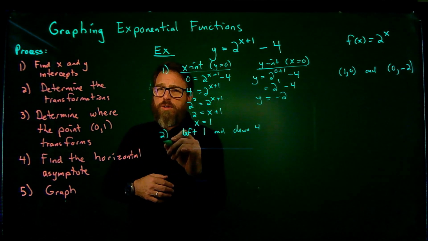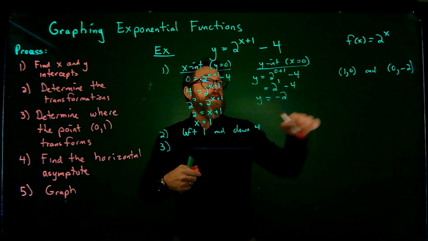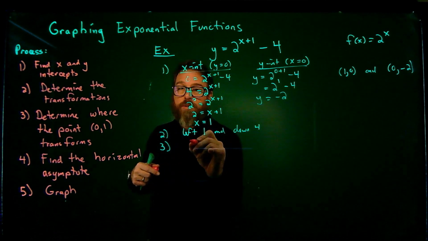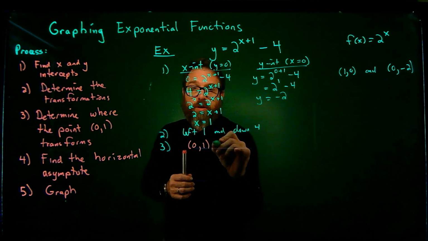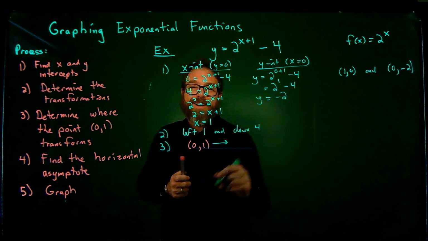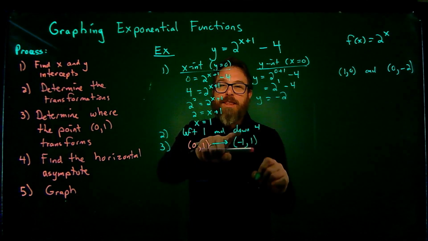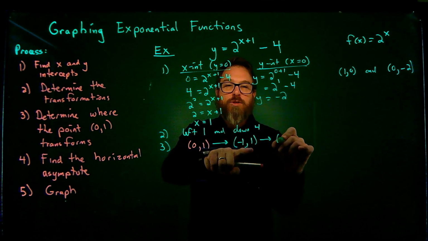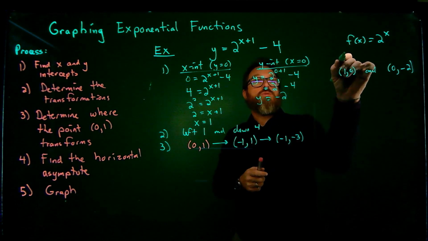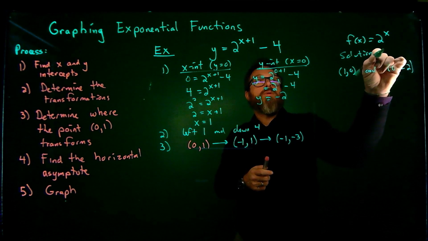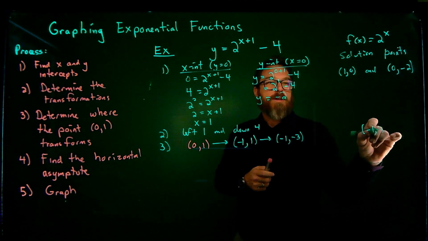So for step 3, I want to know where the point (0, 1) goes, because right now the parent function goes to the point (0, 1), and I need to know what happens to this. If I go left 1, this 0 is now going to become negative 1. And then when I go down 4, this y is now going to be equal to negative 3. So now I have another solution point. I'm going to keep a list of solution points over here. So this solution point is now negative 1, negative 3.